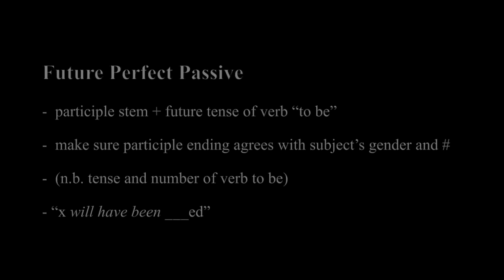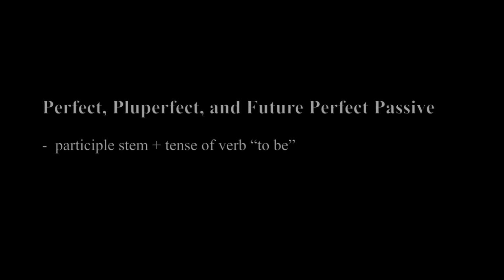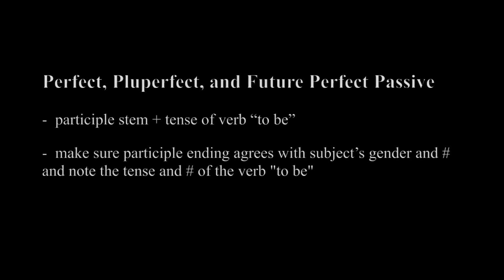Let's review. For perfect, pluperfect, and future perfect verbs, make sure you take the verb's participle stem and add either the present, imperfect, or future tense of the verb to be. Of course, remember to have your participle ending and subject agree on gender and number, and note the verb to be's number and tense.